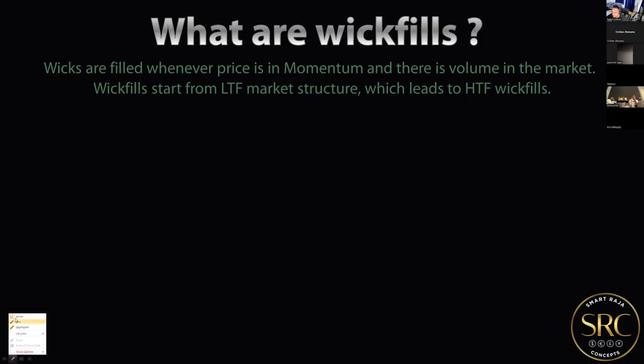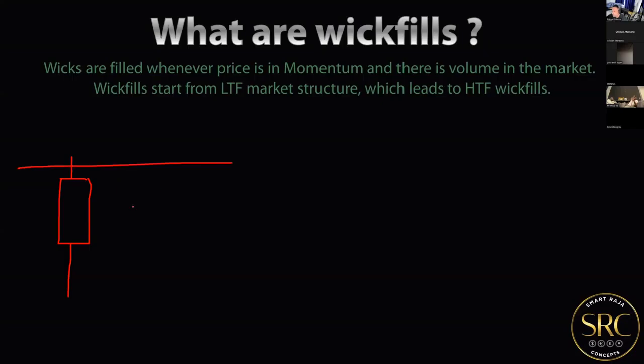What this means is that you can have a high time frame candle like this, and if someone asks you what the next candle can look like, very easily you can say there's a high probability of the next candle looking something like this. So this was a wick. This is maybe a 4-hour time frame, and it filled the wick right over here. This is basically what a wick fill is on the higher time frame.